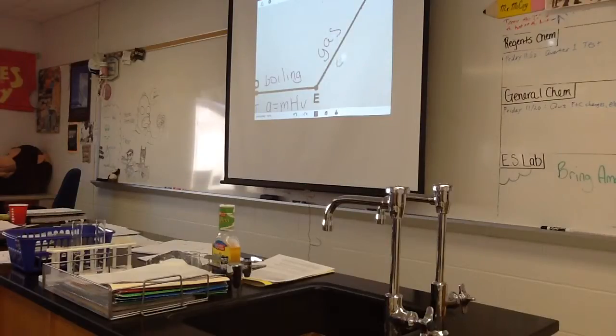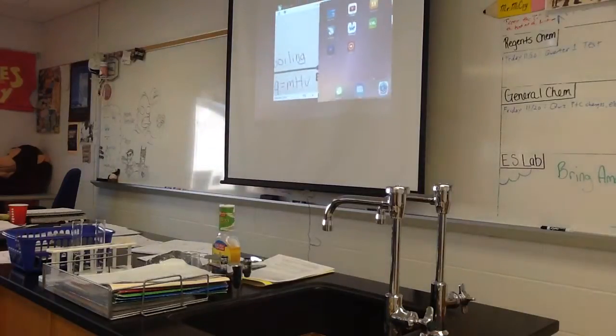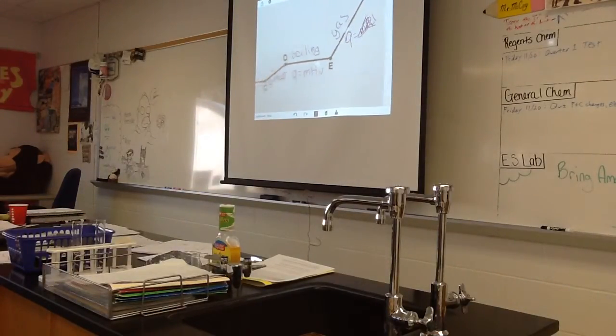Use these notes to help you do your worksheet for homework. Gas, Q equals MC delta T. So that's the overall correct labeling. Again, E to F is Q equals MC delta T.